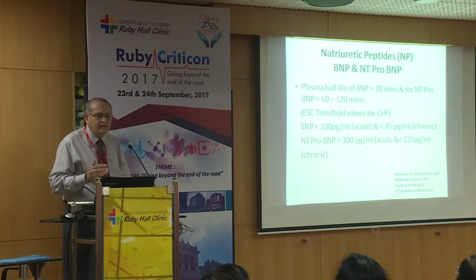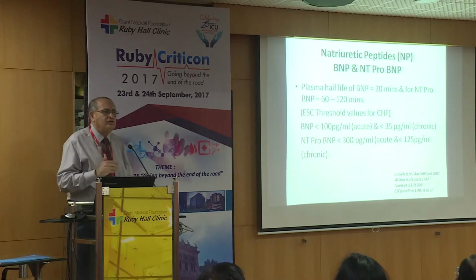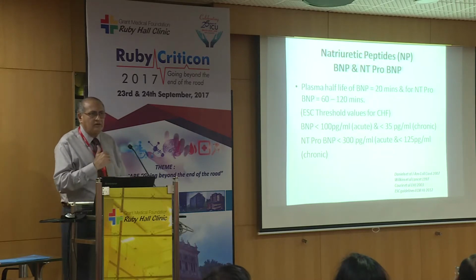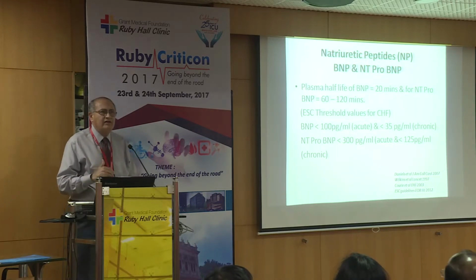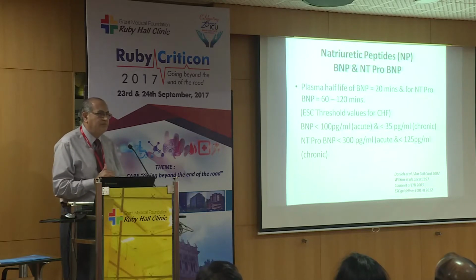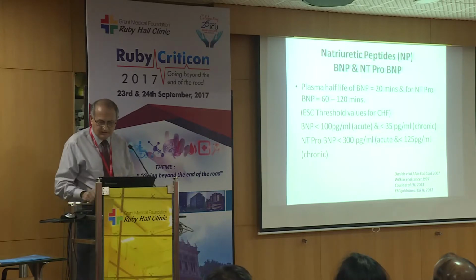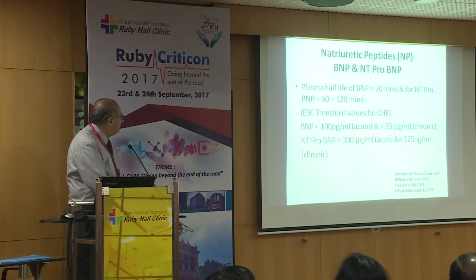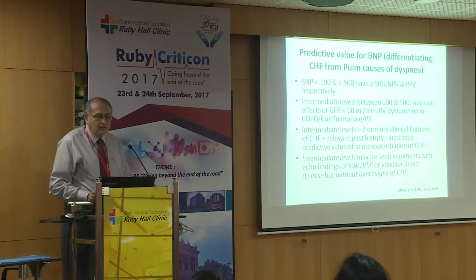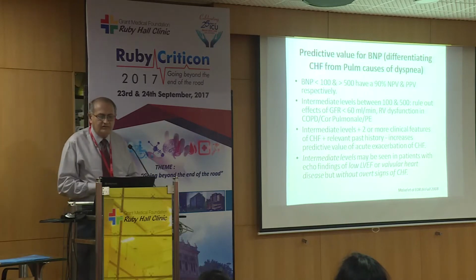The reason for that is NT-proBNP is totally excreted by the kidney, whereas the BNP itself is cleared by the receptor cells to a great extent. That's why its half-life is much shorter. So in patients with kidney failure or kidney problem, your NT-proBNP will always be higher and may give you a false reading, and BNP will be a little more specific in these conditions. Below are given the normals of BNP and NT-proBNP in chronic conditions and in acute conditions. The predictive value of BNP in differentiating congestive heart failure from pulmonary causes of dyspnea.